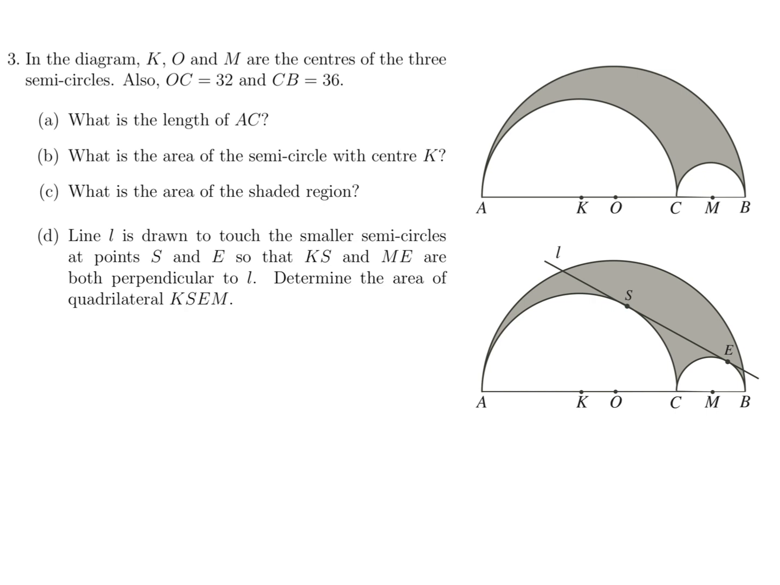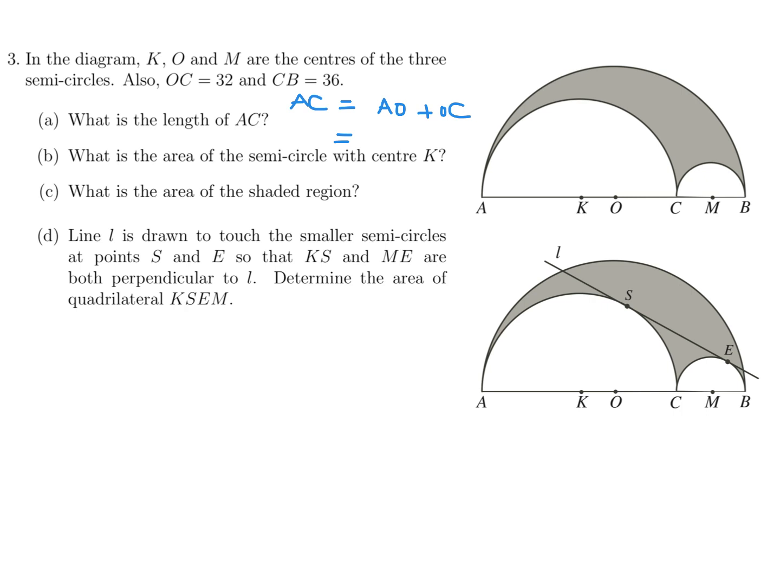In the diagram, K, O, and M are the centers of the 3 semicircles. OC is 32, CV is 36. What is the length of AC? All right, so AC, to me, is the full diameter of that semicircle. Now, in that diagram, it looks to me that AC is equal to AO plus OC, right? Now, AO is half of the semicircle diameter, the big one.